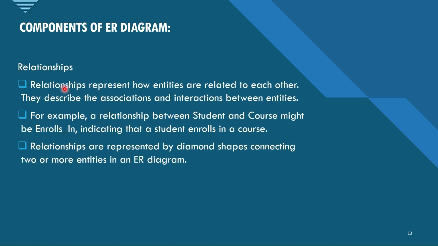Now the next topic is relationship. Relationships represent how entities are related to each other. They describe the association and interaction between entities. For example, a relationship between a student and a course might be enrolls in, as a student enrolls in the course. Relationships are represented by the diamond shape connecting two or more entities in an ER diagram.